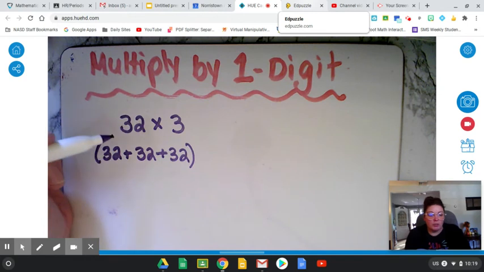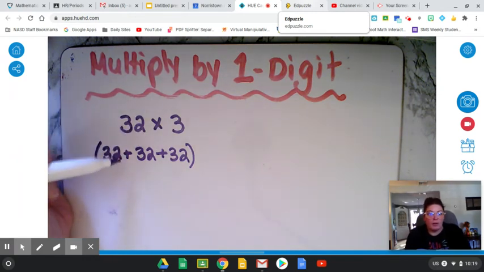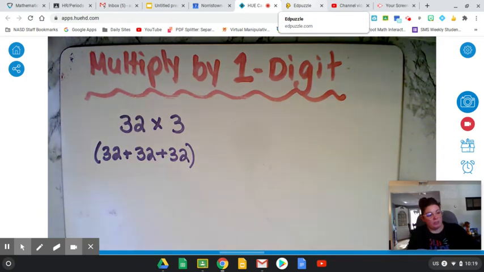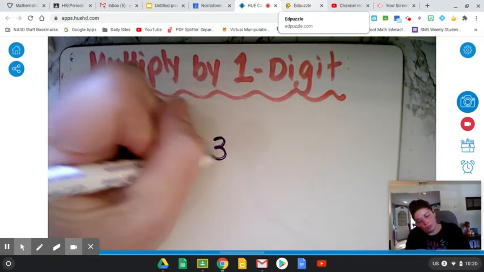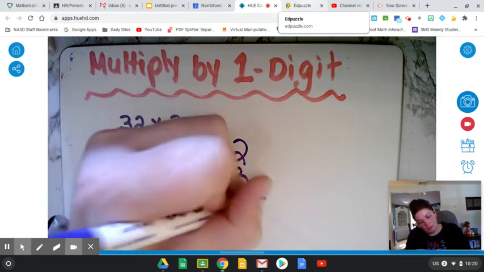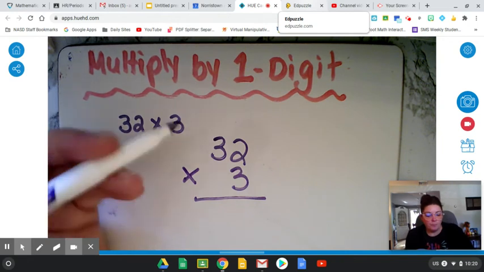However, as we get to larger factors, so when our factors are larger, we're not going to want to add something 68 times. So that's where multiplication comes into play. So let's start with 32 times 3. I'm going to stack it so that I can figure out how to solve it.